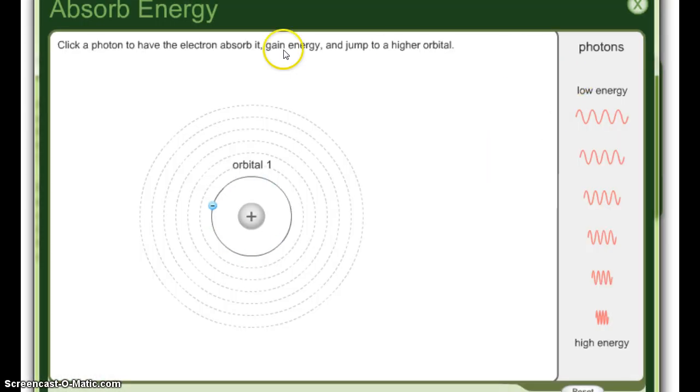All right, so click a photon to have the electron absorb it, gain energy, and jump to a higher orbital. So here it is in the orbital. We'll throw in a little bit of energy, and it jumps a little bit. Okay, so throw in a little bit more energy, and what's going to happen? Ooh, it jumped up to the 4. All right, what do you think is going to happen if I add a lot of energy?